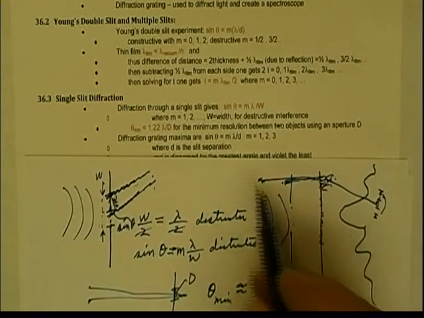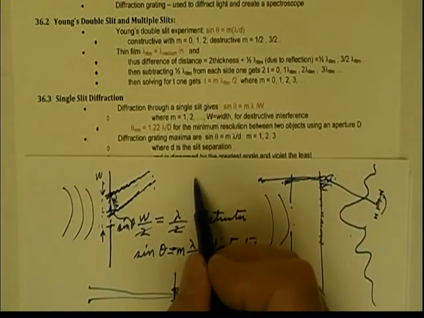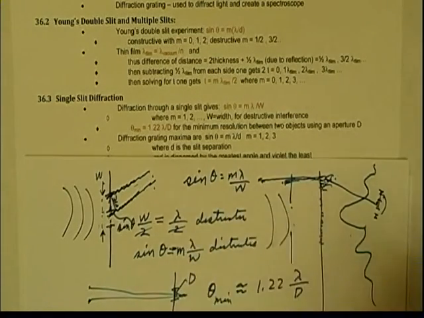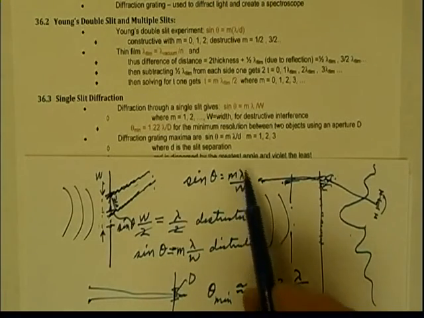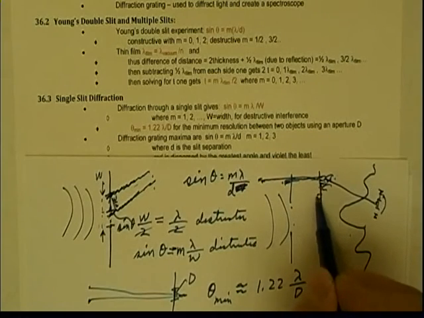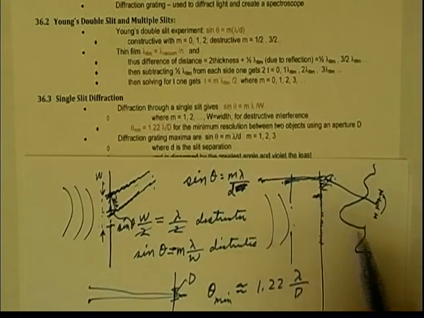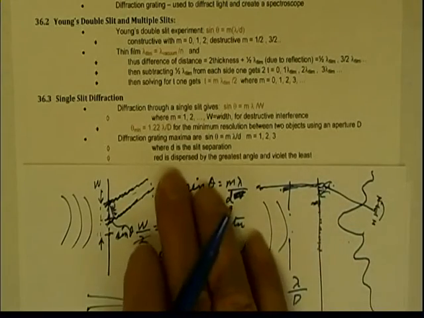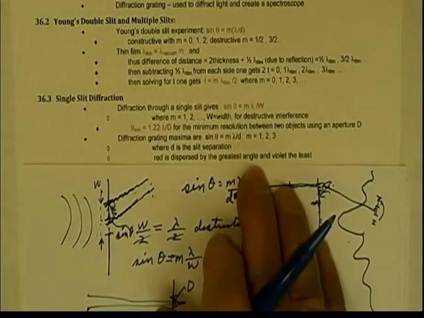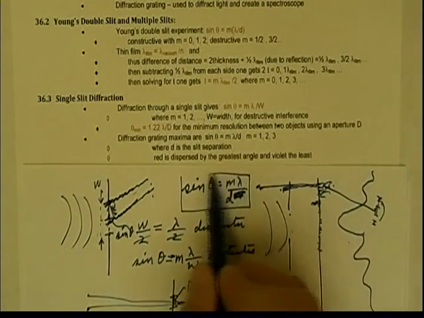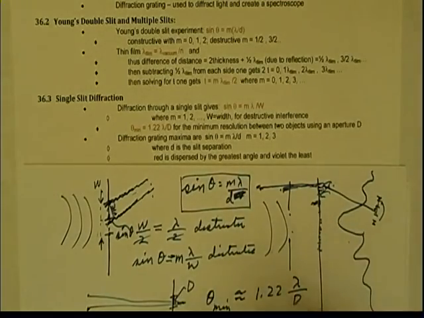It turns out that the diffraction grating equation, I'm going to just write it up here, sine theta is equal to m lambda over d, where d is the distance between two of those adjacent cuts, or the width or the slit separation. Now red is always going to be dispersed by the greatest angle and violet by the least in a diffraction grating. This is the equation for diffraction grating.